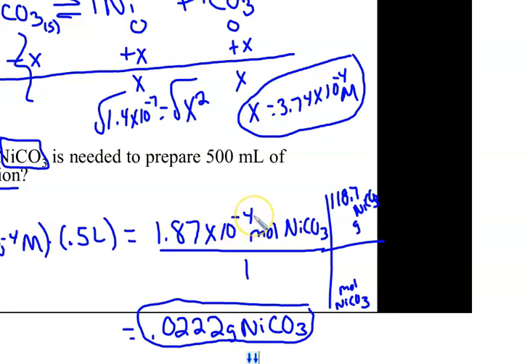So NaCl, lots and lots of grams we can put in before we saturate. But silver chloride, not so much. Nickel carbonate, not so much. That's not very many grams. All right, on we go.